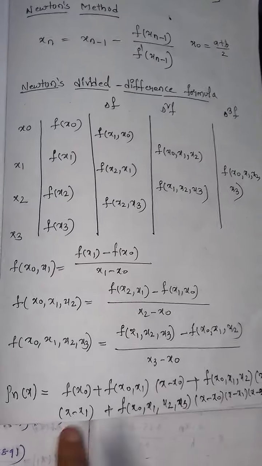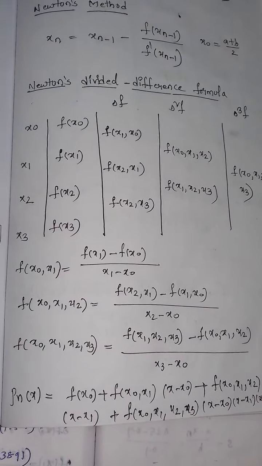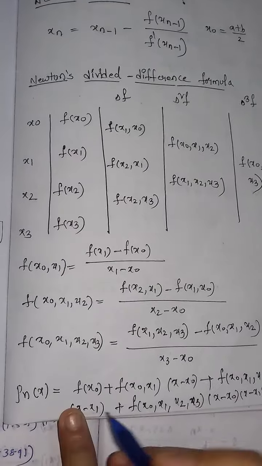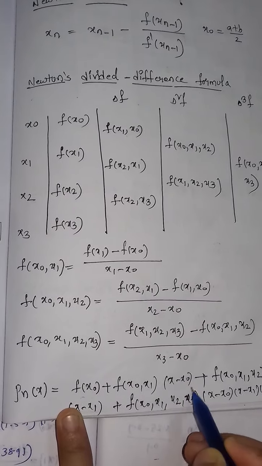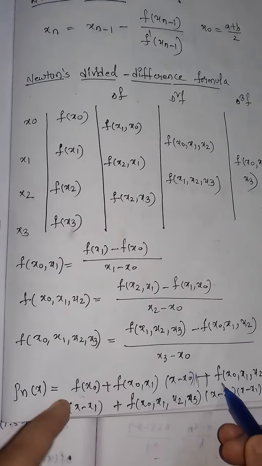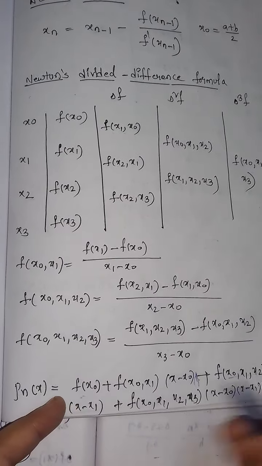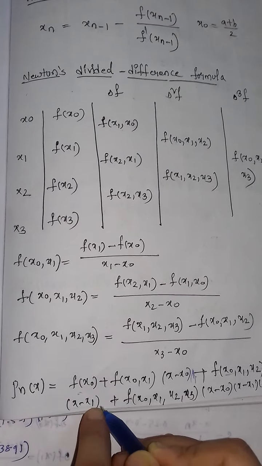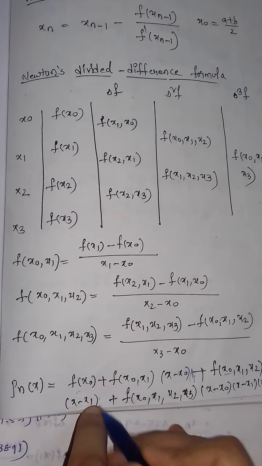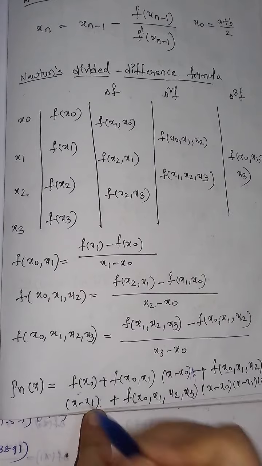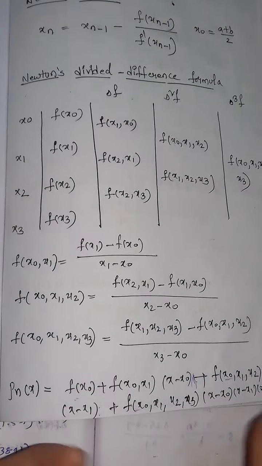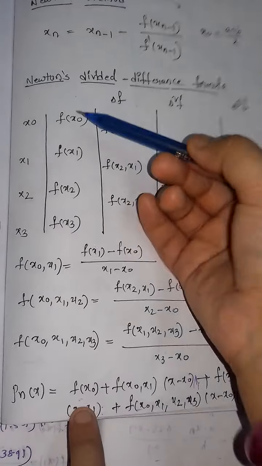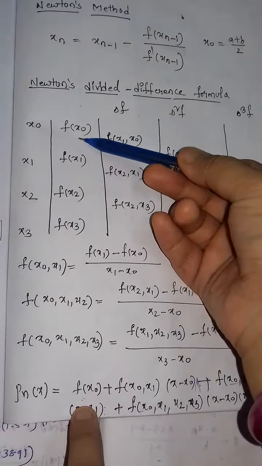Now they will ask you to write p1(x), p2(x), p3(x). So for p1(x) you will take up to this one. For p2(x) you will take p1(x) plus this one, up to this one. For p3(x), p2(x) plus this one. This is a formula, but as a trick I am telling you to just use it: f of x0, then this one, then here you take this one, that is x minus x0.